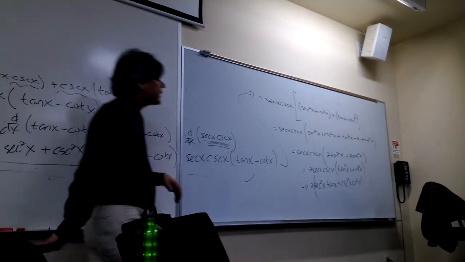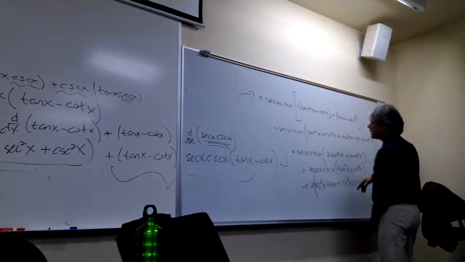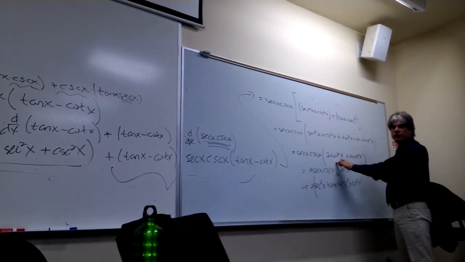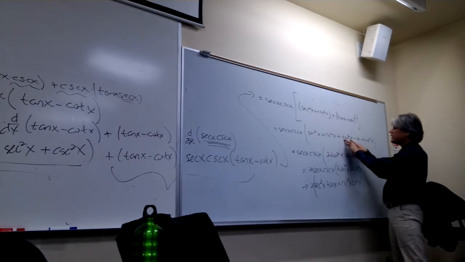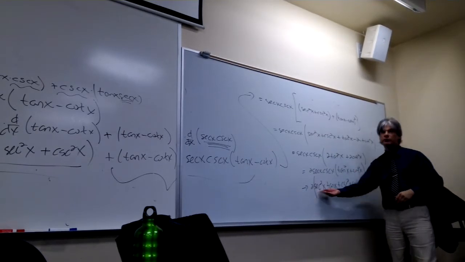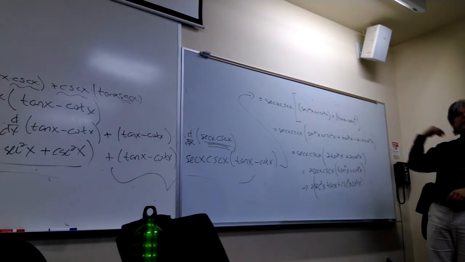But can you appreciate over here, you can use the Pythagorean identity in two different ways. I replaced secant squared with tangent squared. He replaced tangent squared with secant squared, that's where that comes from. Then he multiplied it.